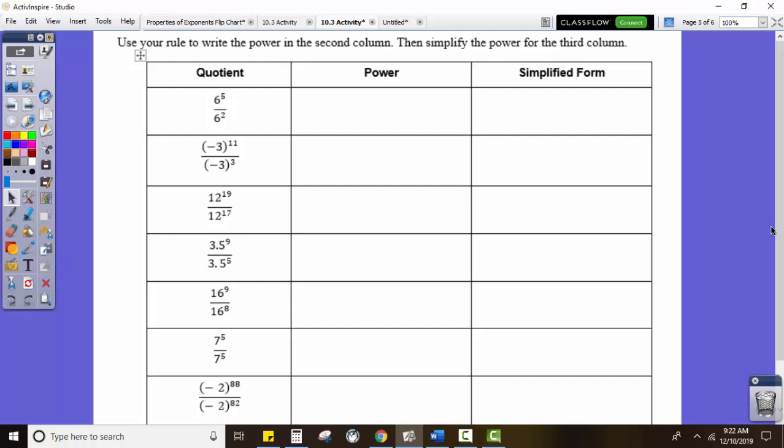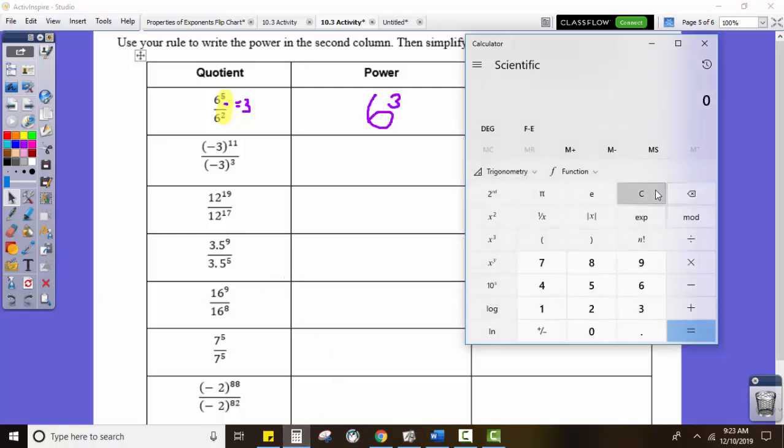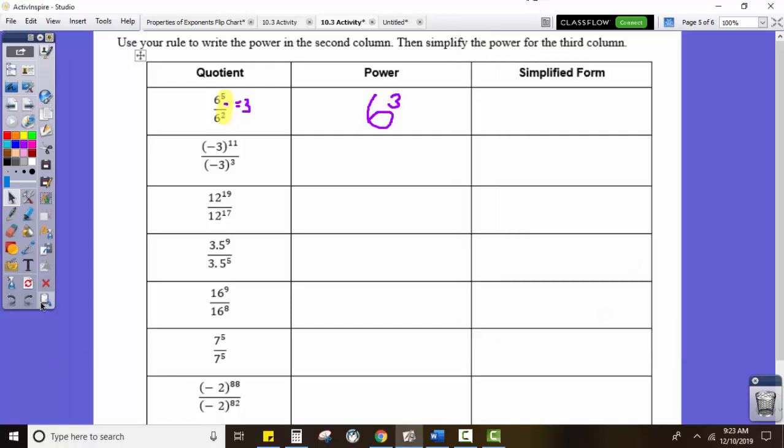Okay, now we're going to use the rule to write the power in the second column, and we'll simplify in the third column. So you are not going to have to write expanded form out anymore, which will make things a lot less tedious. So for the first example, we have 6 to the 5th divided by 6 to the 2nd. Remember, we look at the exponents 5 and 2 and we subtract them. So 5 take away 2 is 3. So my power then would be 6 to the 3rd power. For simplified form, I need to figure out what 6 times 6 times 6 is, and that would be 216.